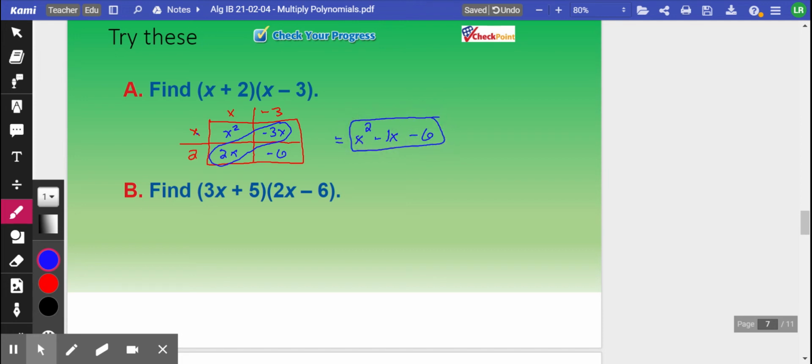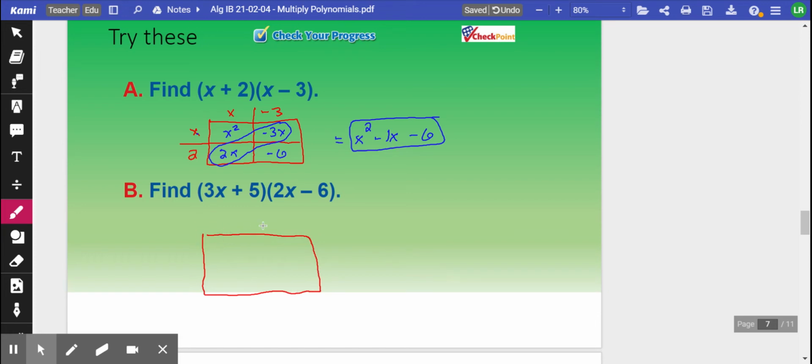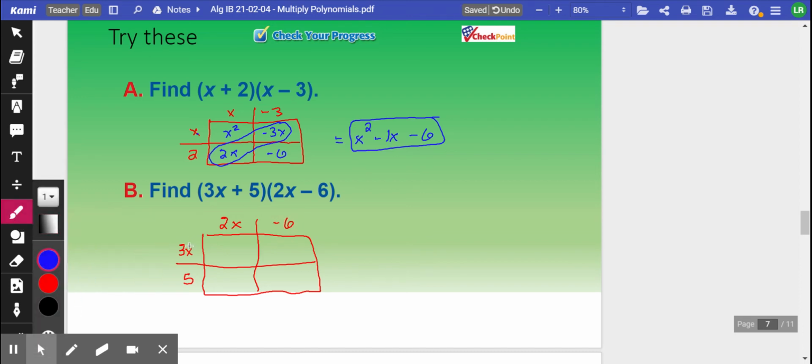Okay, letter B. Again, 2 things times 2 things. I would use a 2 by 2 box. On the side, I'm putting 3x plus 5. And on the top, I'm putting 2x minus 6. And then we're going to multiply. So 3x times 2x is 6x squared. Do not forget, when you're multiplying x's, you have to add those exponents. 3x times negative 6 is negative 18x.